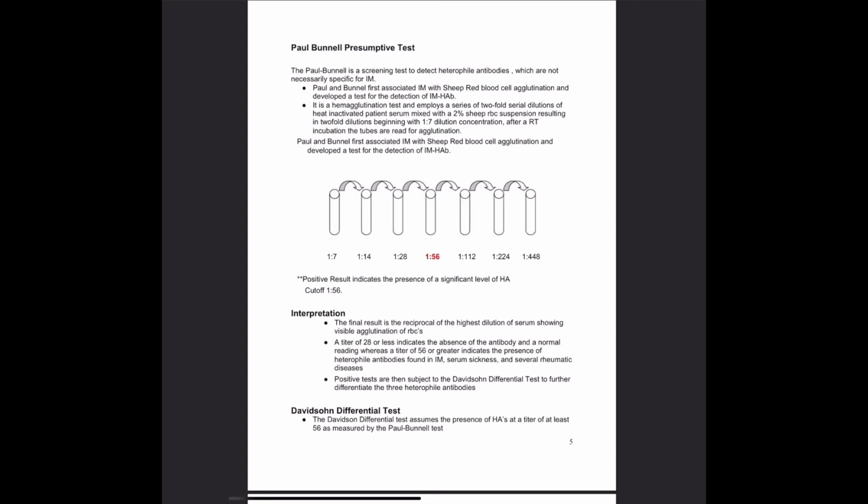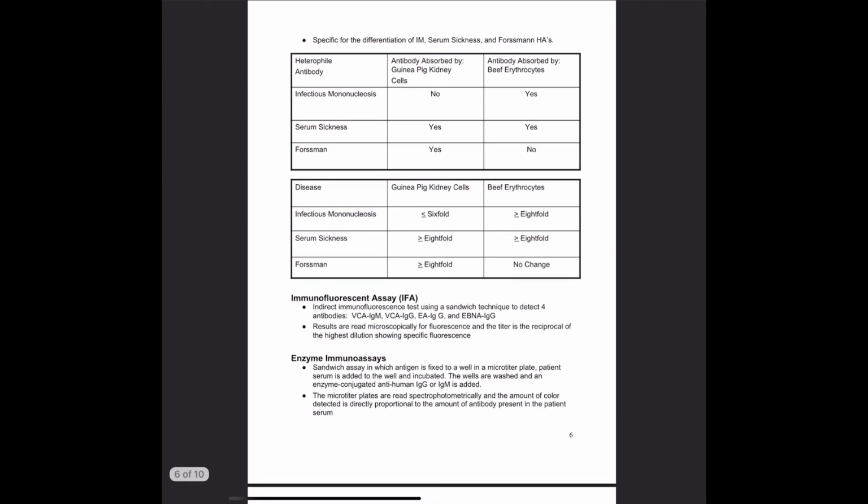A titer of 28 or less indicates the absence of the antibody and a normal reading, whereas a titer of 56 or greater indicates the presence of heterophile antibodies found in infectious mono, serum sickness, and several rheumatic diseases. Positive tests are then subject to the Davidsohn differential test to further differentiate the 3 heterophile antibodies. So this test is specific for the differentiation of infectious mono, serum sickness, and Forssman.